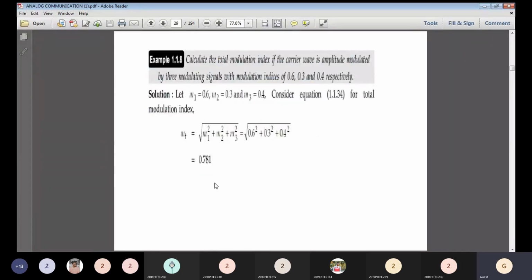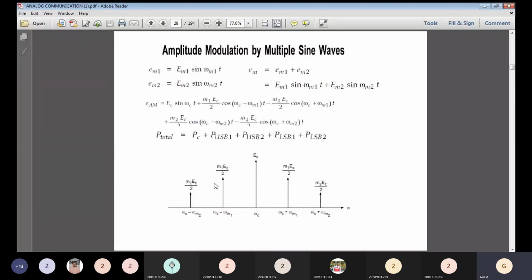So this topic is over: amplitude modulation by multiple sine waves. Is it clear?